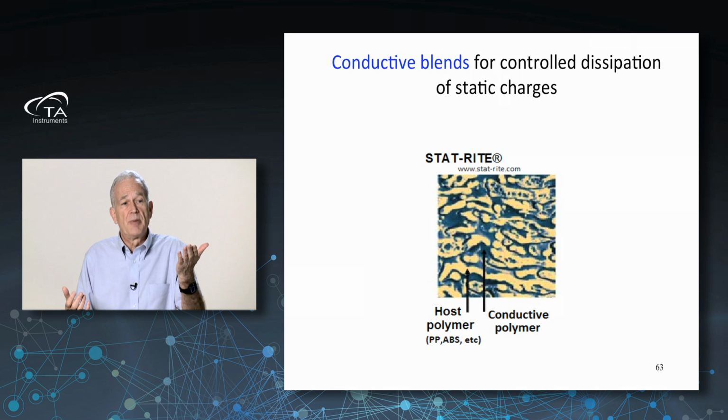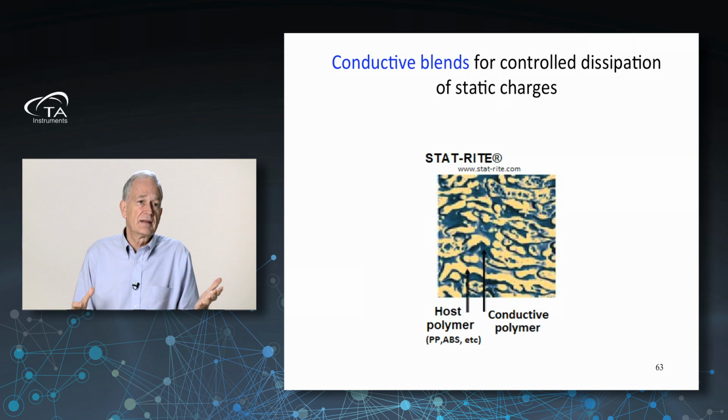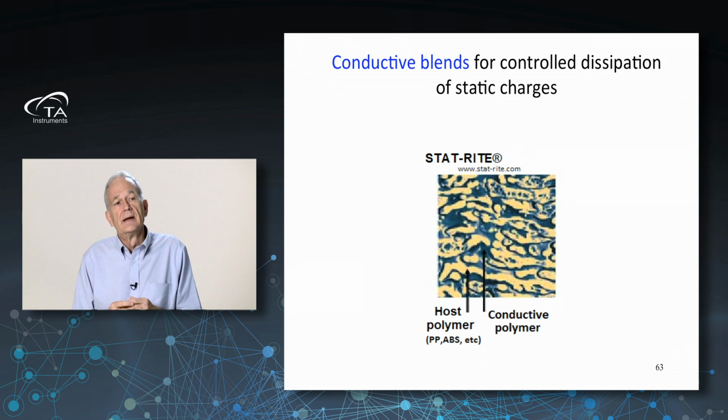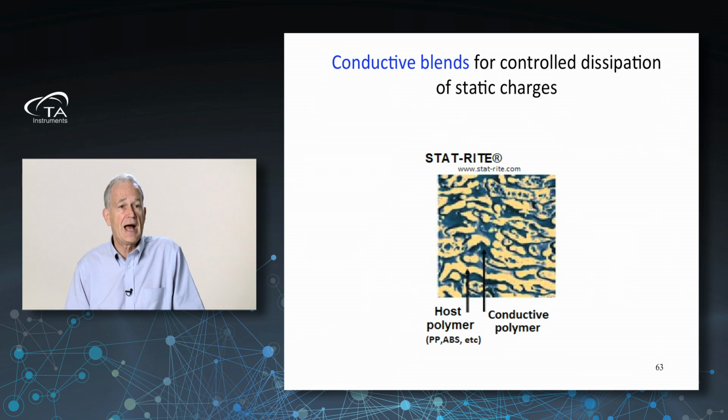We show here in this slide polypropylene or ABS are very tough, and then we have a conductive polymer that can form a continuous path for electrons to not give you a shock in the winter when you touch the screen or mess up your screen.